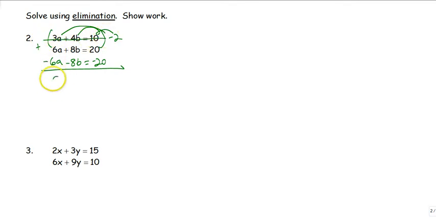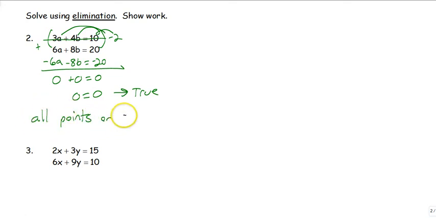So now I've done this one. When I add down, I get 0 plus 0 equals 0, because everything canceled out. 0 equals 0. Now, what does this mean? Well, this is a true statement. When you get a true statement with elimination, it means that any point will work, as long as it's on the line. So the answer is all points on the line of 3a plus 4b equals 10 will work for this problem. Anything you pick that satisfies that one equation will work.